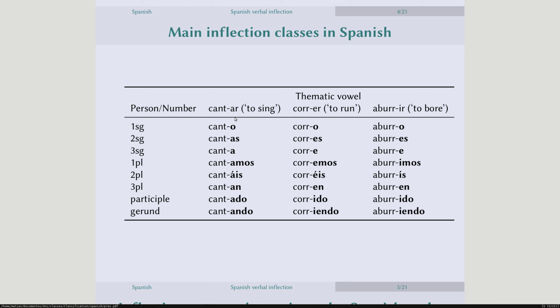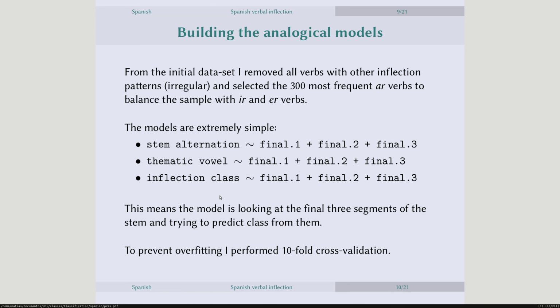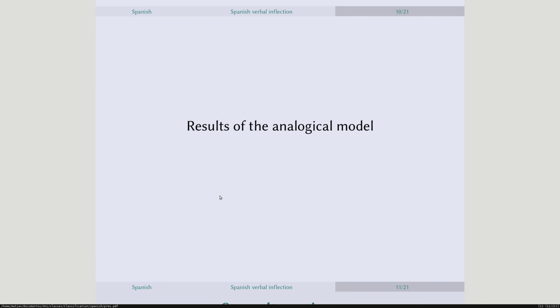You could claim that this is a little bit questionable, because there is some additional information there which should be a marker, but that's usually how Spanish is analyzed. But you could do it differently. This is just a possible approach. You could define stem a little bit differently. In any case, we're predicting inflection class from the final three segments of the stem.